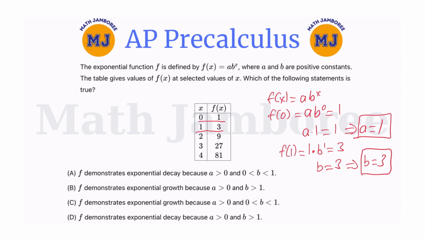By looking at the choices, we can go ahead and eliminate choice A and, I mean not D, C first, because b is greater than 1. And as x values are increasing, the y values are also increasing. Due to that, this is a growth function. So the correct answer is choice B for this question.